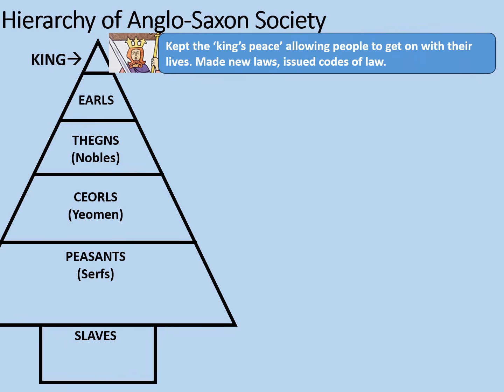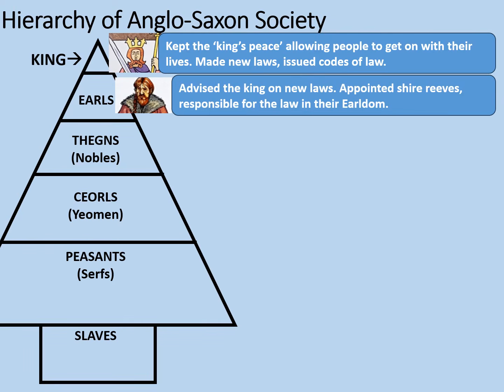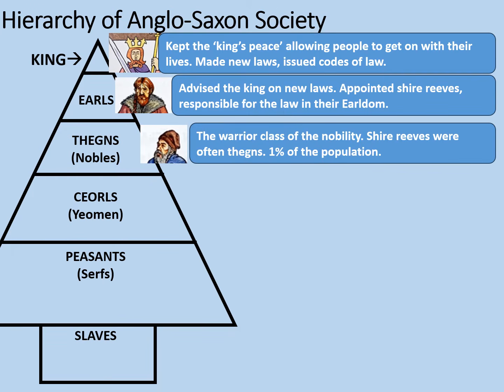Well, first and most importantly, there was the king. The king was responsible for keeping the so-called King's Peace, allowing people to basically get on with their lives in relative safety. As part of this, they made new laws and they issued codes of law, which might look at and refine earlier laws, for example. Then there were the earls. They advised the king on the new laws. They also appointed the shire reeves responsible for law in their earldom.